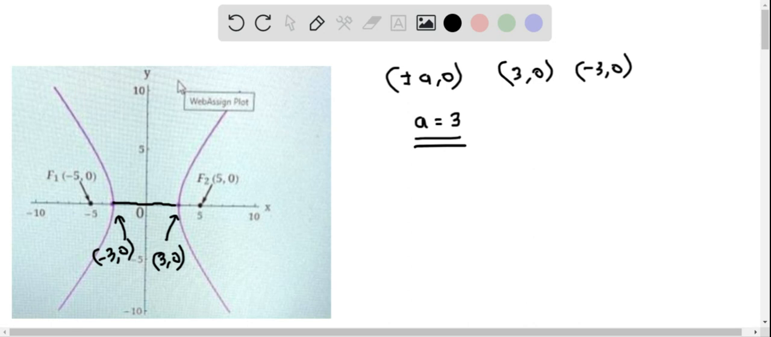We also see that the foci is at 5 comma 0. That is, this distance is c, and c is given by 5 comma 0. Therefore we see that c equals 5.